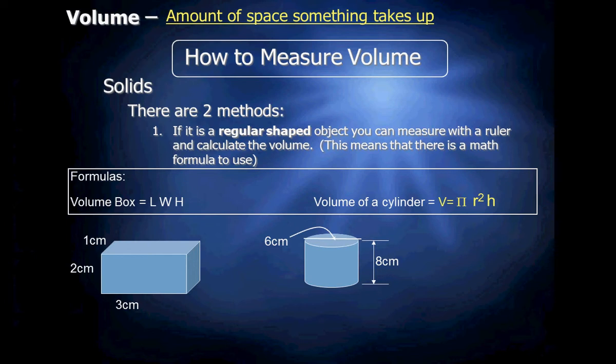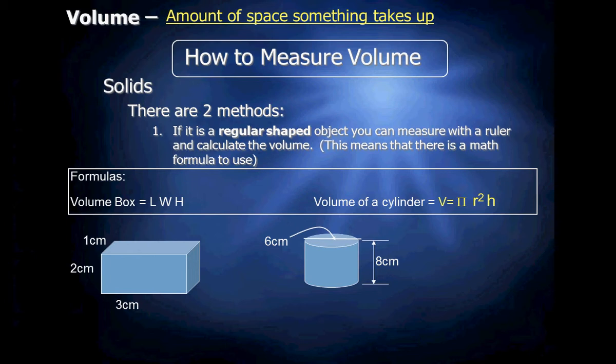For example, what shape is this? Cylinder? Yeah, this is a cylinder. It's a regular shape. We have a formula we can use to find the volume of this by calculating. What shape is this? Ashley? A cube. If this were not exactly a cube but rectangular, what would you call it? A rectangular prism.